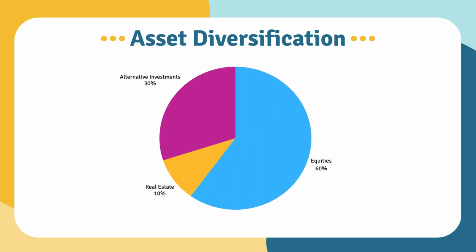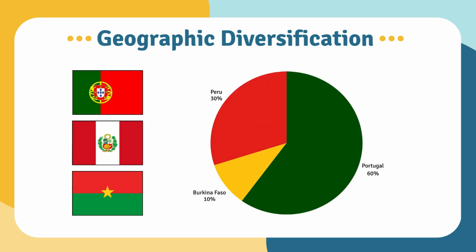So firstly is the asset diversification. My portfolio will consist of 60% equities and alternative investments, up to 30%, which stands for renewable energy projects as well as mining projects, and another 10% for real estate investments. And for geographical diversification, 60% of the portfolio will go to investments in Portugal, 30% to Peru, and the last 10% to Burkina Faso.